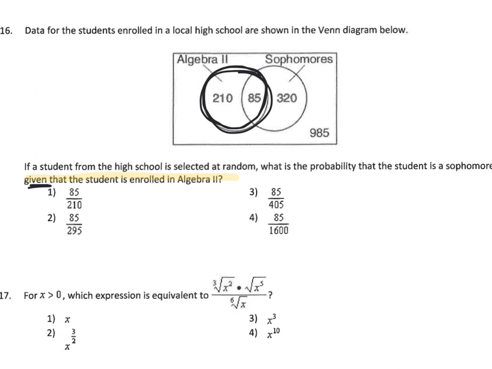So altogether, there is 210 plus 85 of them, so altogether there's 295. So that's the total of the given conditions, so that's going to be the denominator of our fraction. Now, probability, we want to know how many of those 295 students are sophomores. So out of these 295 students, 85 of them were in the sophomore circle. So that would be choice 2.